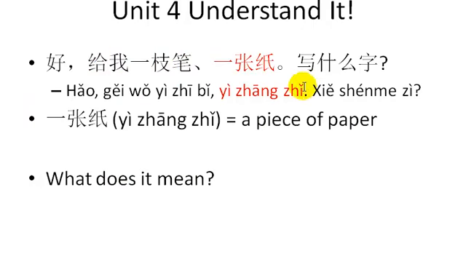All right, 一张纸. Just like 一支笔, we have 一张纸, and that's a piece of paper. 纸 is paper, and 张 is the measure word that Chinese use for paper, kind of like a piece of paper. So a pen and a piece of paper. 给我一支笔,一张纸.